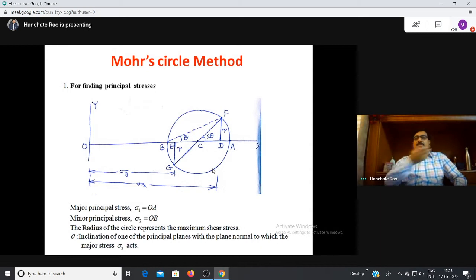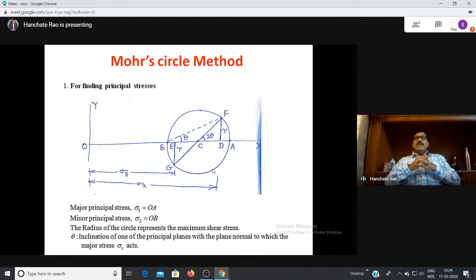There is nothing wrong. Then your second doubt: sir, when on the principal plane there is no shear stress at all, then why should we calculate tau maximum shear stress? Please understand, the principal plane is defined as a plane, but because of the major principal stress and minor principal stress, sigma 1 and sigma 2, on some other plane there will be shear stress.